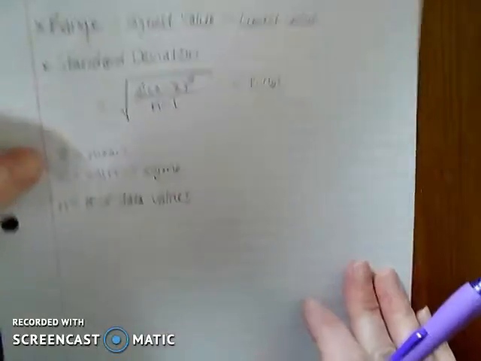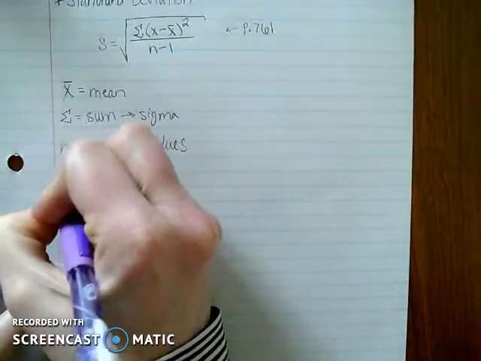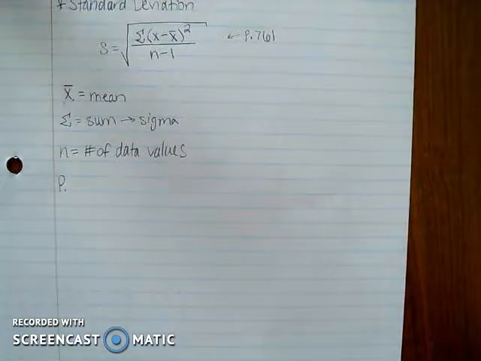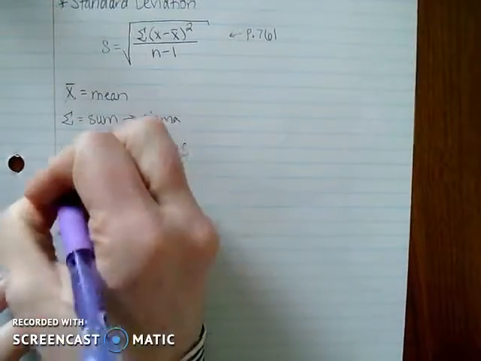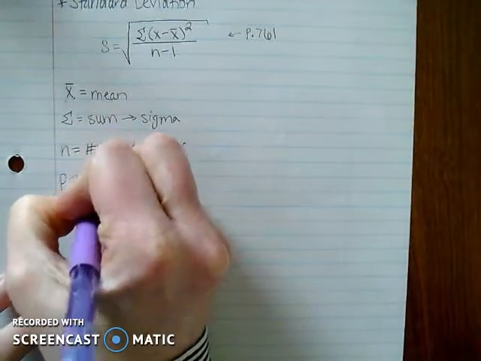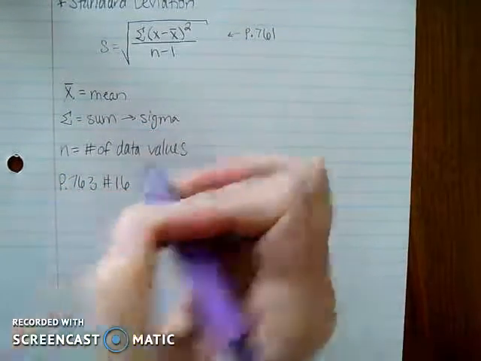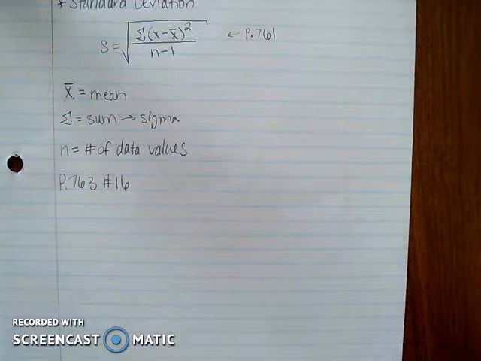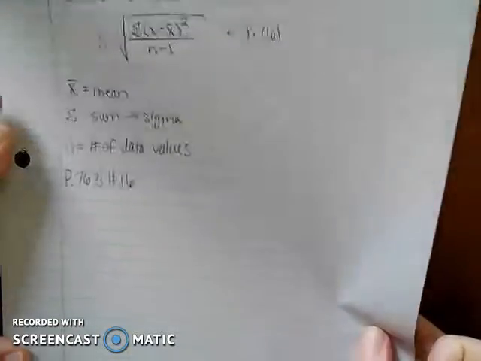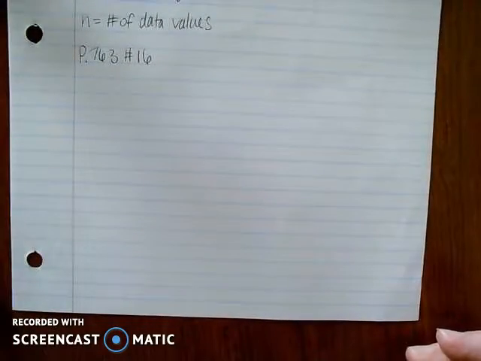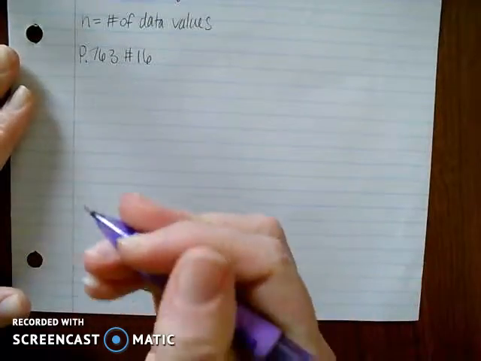Okay, so to practice, we are going to do, if I can find it, page 763, number 16. Okay, and what this is, it gives you how much caffeine is in certain soft drinks. Down here in Florida, they call it soda. So that's kind of hard to get used to.